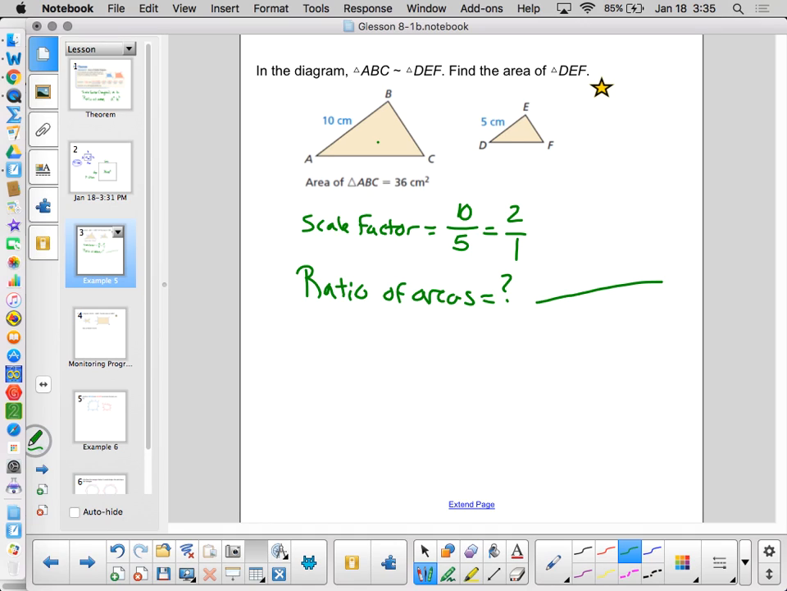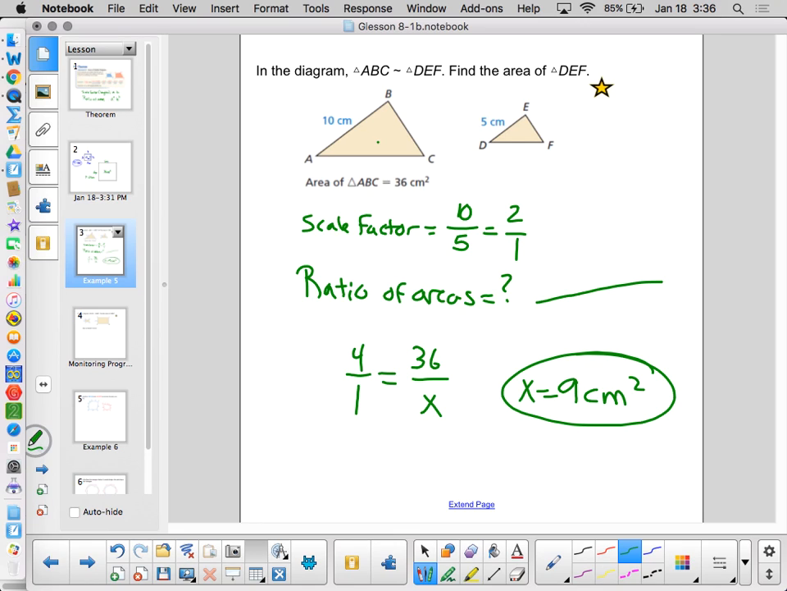So my ratio of areas was 4 to 1, and my areas are 36 and unknown. Big to small, big to small. And that's a pretty easy cross-multiplying. 4x equals 36, so x equals 9, or similar fraction, either way, x equals 9 centimeters squared. That's the area of my smaller triangle.